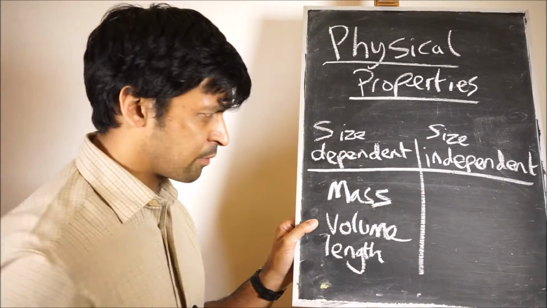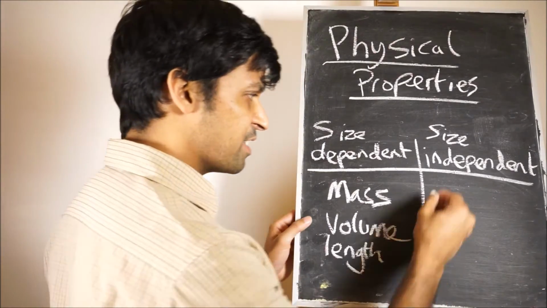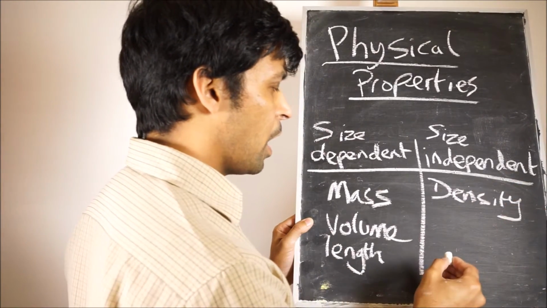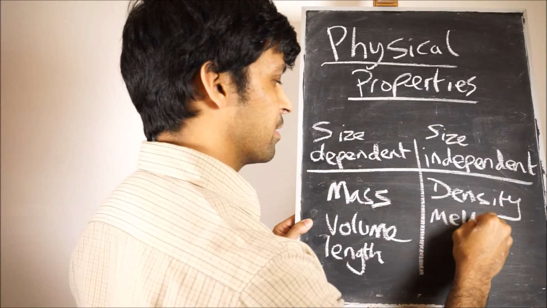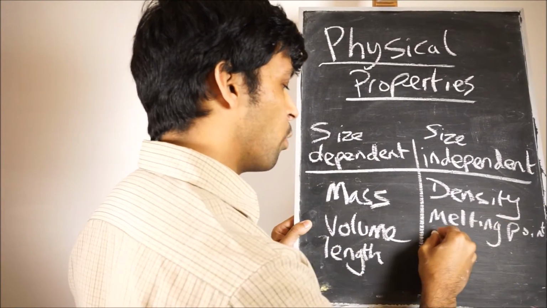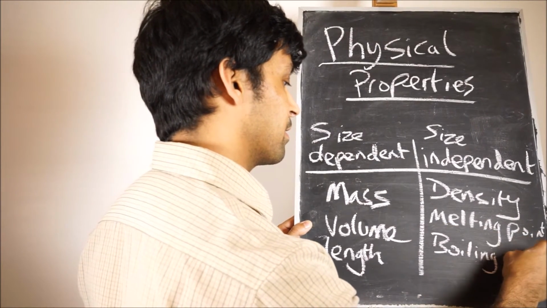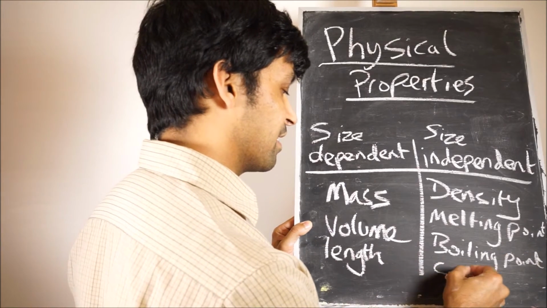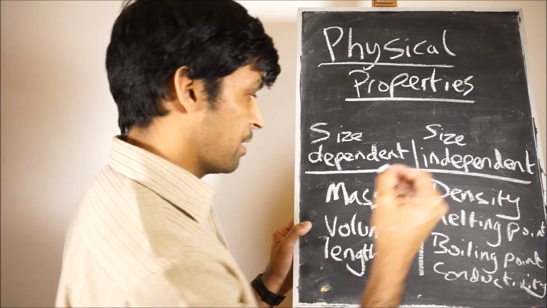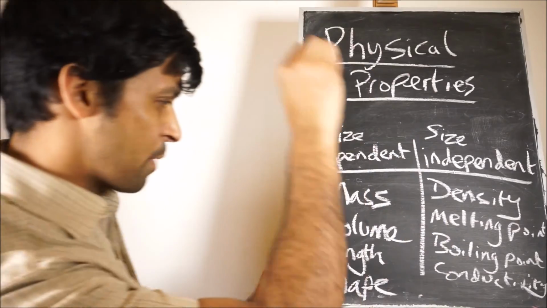Okay, let's think up some size independent ones. So these are things which don't change when you change the size. And we've got density, melting point, boiling point, conductivity. Okay, also here we can have shape. Almost forgot about that one.